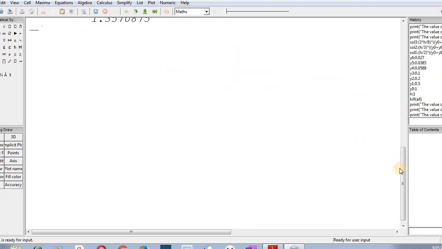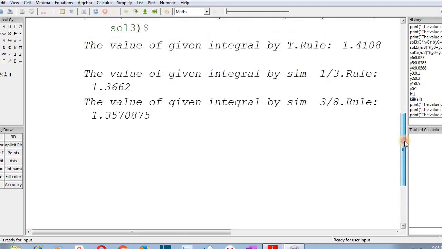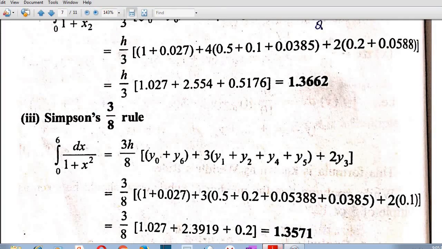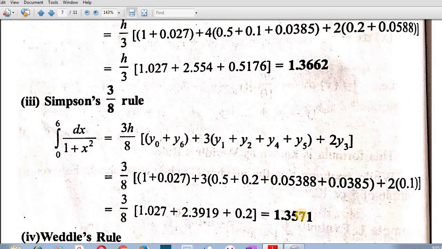The result came here. The solution of the integral by the 3/8 rule is 1.3570875. Just check it out, 1.3571. Some numerical values will be in decimals, so there is a small difference.